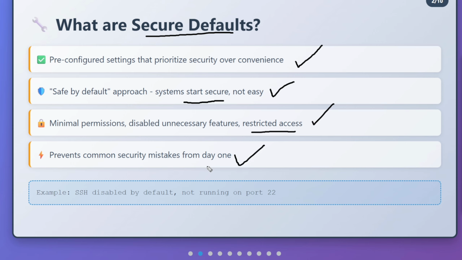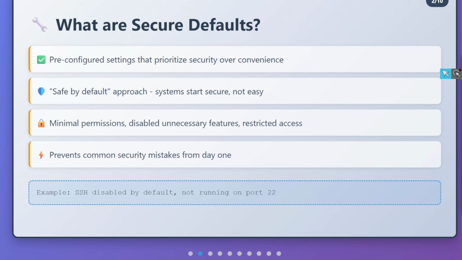Many attacks happen because of weak settings. So secure defaults reduce human errors and help in protecting your containers from the beginner stage, or from scratch itself. If you see here, one example is SSH disabled by default, not running on port 22. Instead of allowing remote access by default, SSH is turned off. Basically, this avoids exposing your containers to attackers scanning for open ports. So this is just an example of how secure defaults need to be.